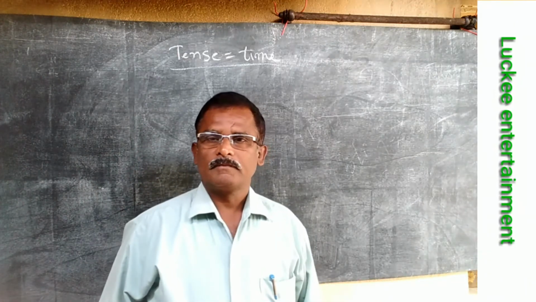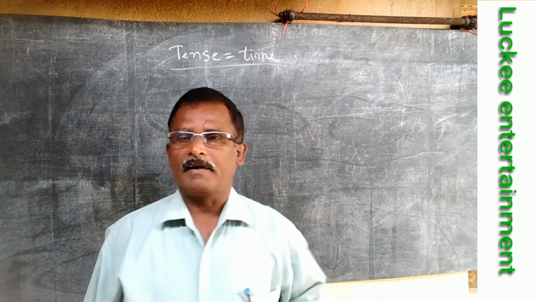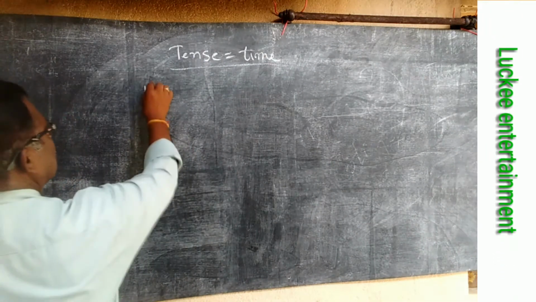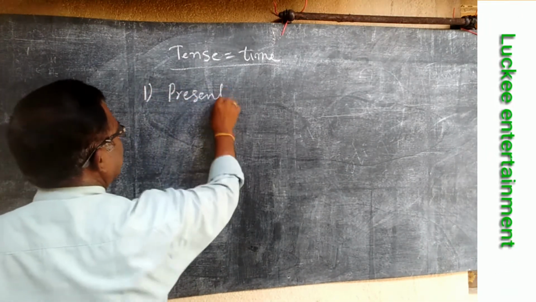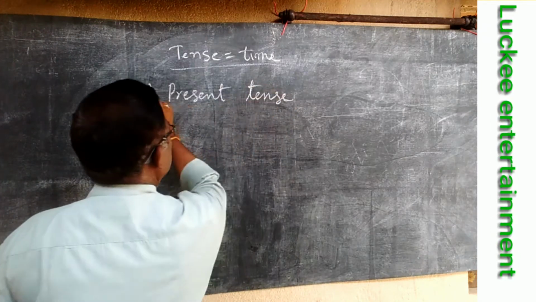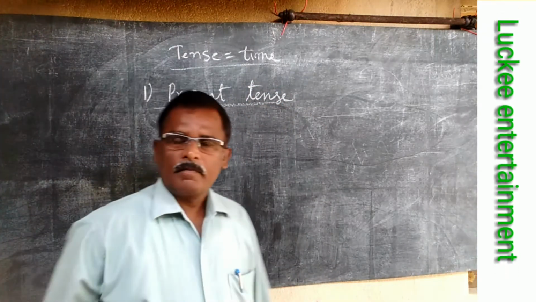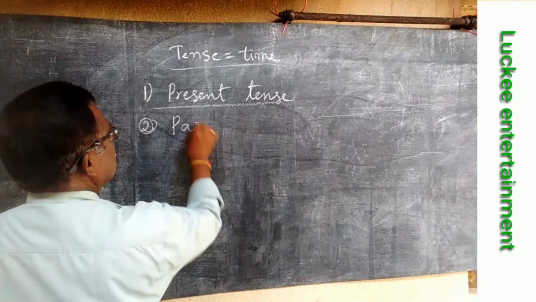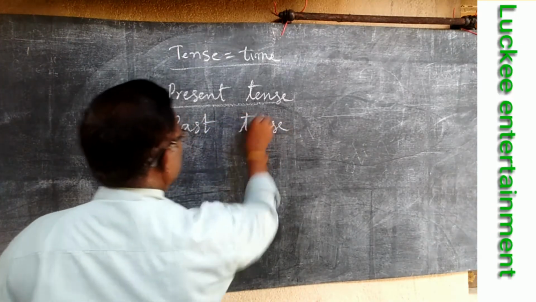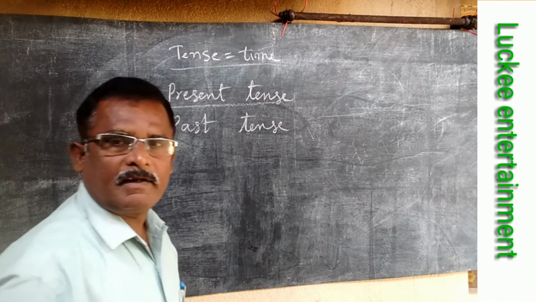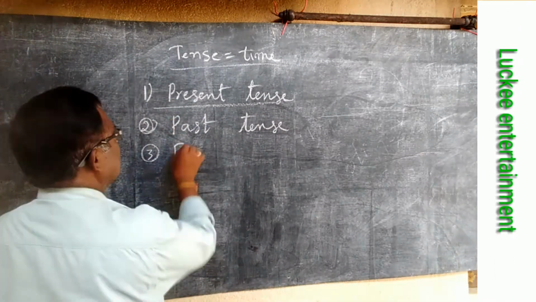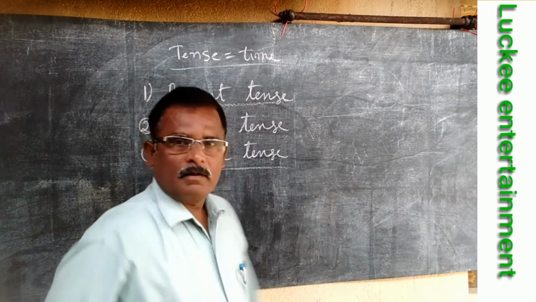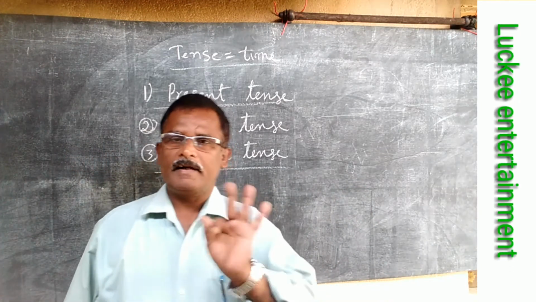Number one, English lo moodu kaalalu unnai. Number one, present tense. Number two, past tense. Number three, future tense. Basically, there are three tenses in English.